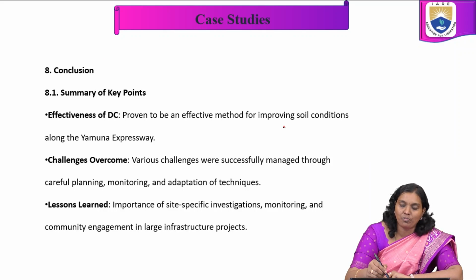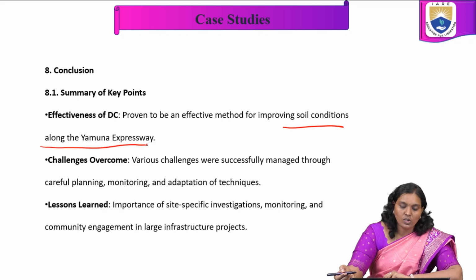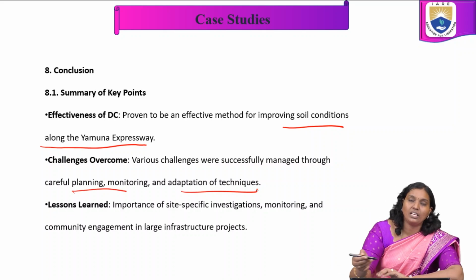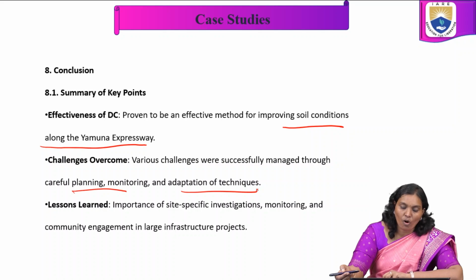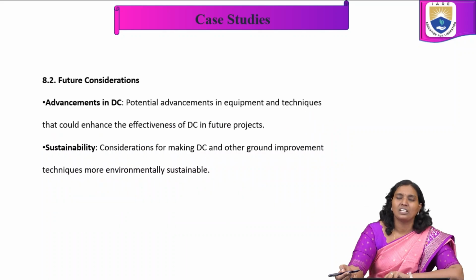Final summary points: what we understand from this as a conclusion is that dynamic compaction proved to be an effective method for improving soil conditions like those of the Yamuna Expressway, and various challenges were successfully managed through careful planning, monitoring and adoption of the techniques. So the importance of site-specific investigations, monitoring and community engagement in large infrastructure projects are lessons we are going to learn.